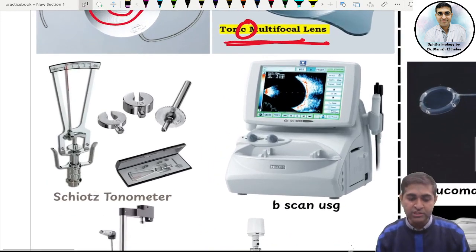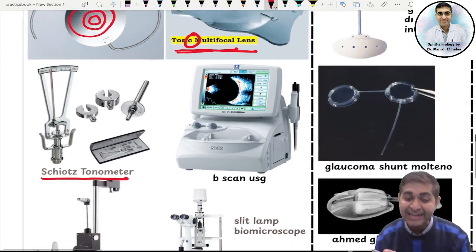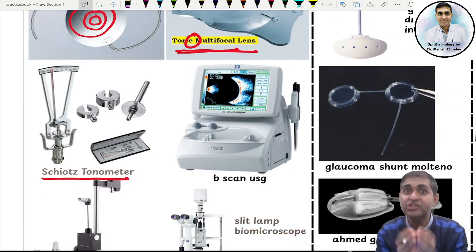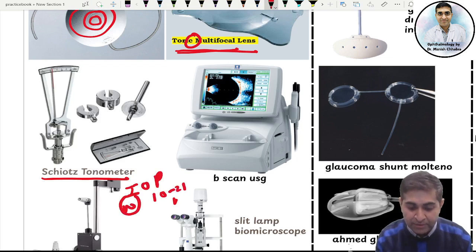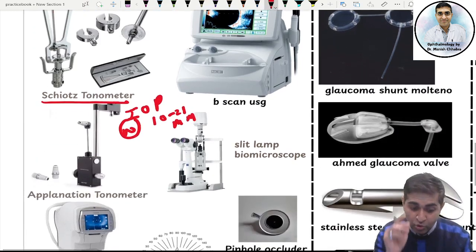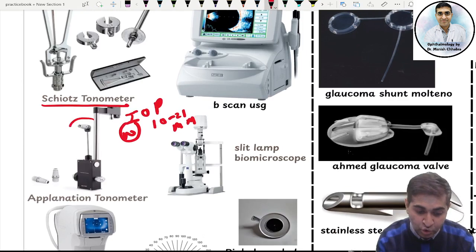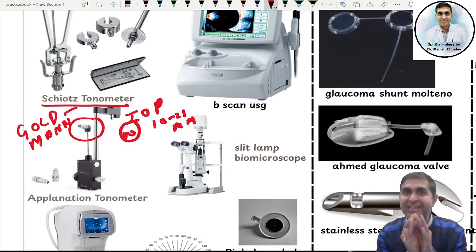Now coming over to this, what is this? This is your Schiotz tonometer. Schiotz tonometer is the indentation type of tonometer which helps in assessment of intraocular pressure. The normal intraocular pressure is 10 to 21 millimeter of mercury, but this Schiotz tonometer is not accurate. The most accurate tonometer is applanation tonometer. This is your Goldmann applanation tonometer. Gold for Goldmann. So that is the gold standard tonometer.